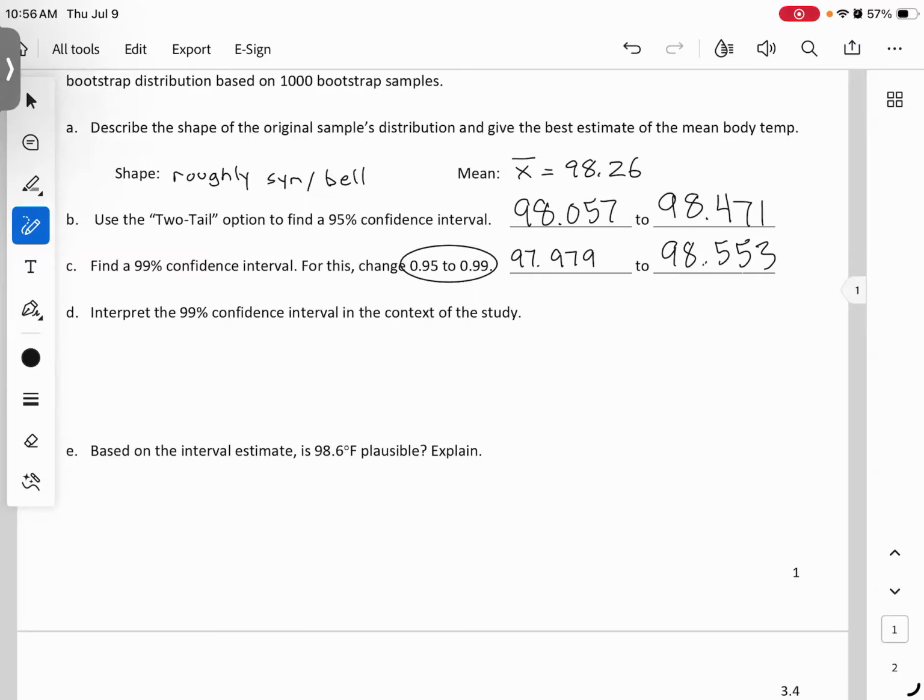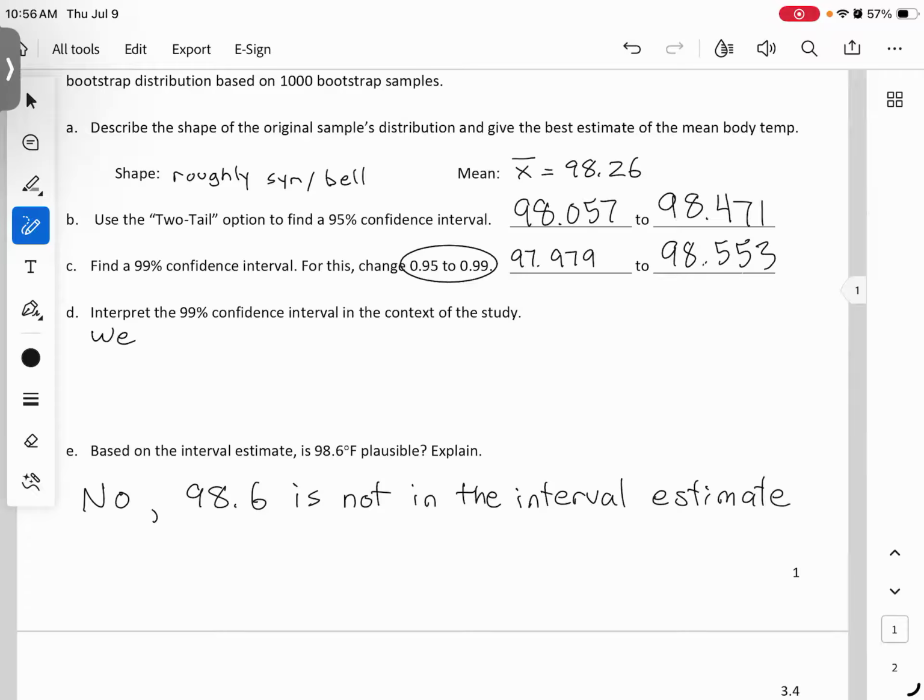So what we're going to do in terms of the conclusion for this example is I'm going to jump down to E, which is, is 98.6 plausible? No. The reason why it's not plausible is that it's not in the interval. It's not between, it's not within the interval estimate, or you can also just say it's not in the CI for short, the confidence interval.